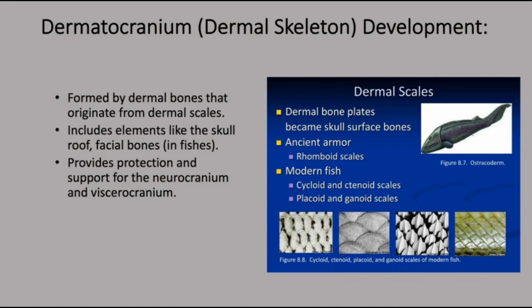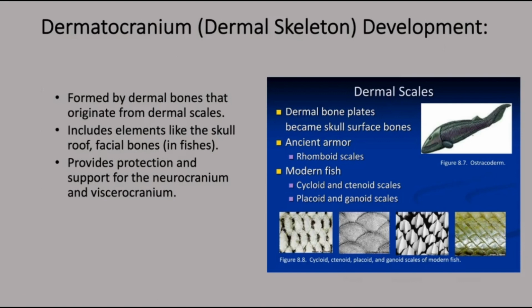Now, the last part of this syllabus point is to do with the development of the dermatocranium. We said that this is a bit more unique to the fishes, and the dermal bones, we said, come from the dermal scales, specifically from the armored fish. The armored fish had basically these rhomboid scales, which is where these dermal bones come from, because these rhomboid scales basically ossified, became harder, and then made the dermatocranium.